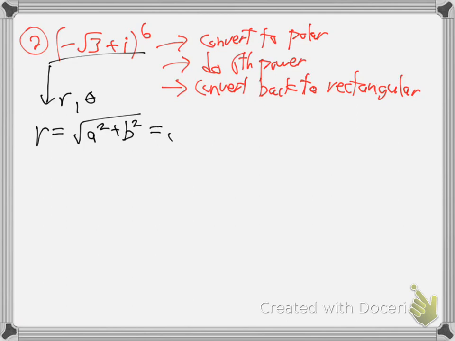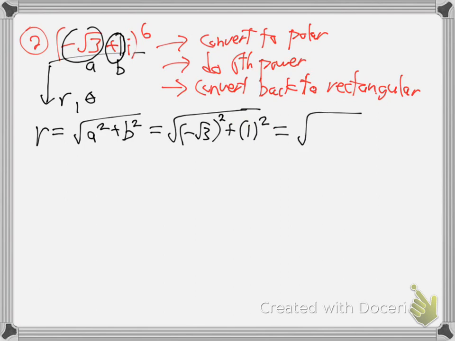So square root of a squared plus b squared, and a and b just means the two numbers there. a is this number here, and b is the 1 that's in front of the i. So square root of negative root 3 squared plus 1 squared. And so that's the square root of, what's the square root of 3 squared? 3. Just plain 3. Plus 1, square root of 4, 2. So r is 2.